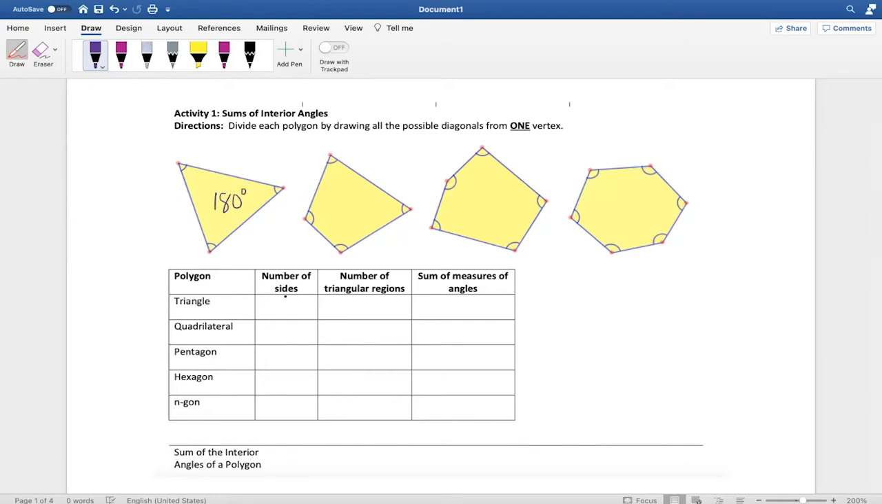Okay, so a triangle has 3 sides. There is only one region. I can't divide it into any more because if I try to draw a diagonal, there's no other vertex to connect to other than the sides. So we say it has one region and the sum of the angles is 180 degrees.